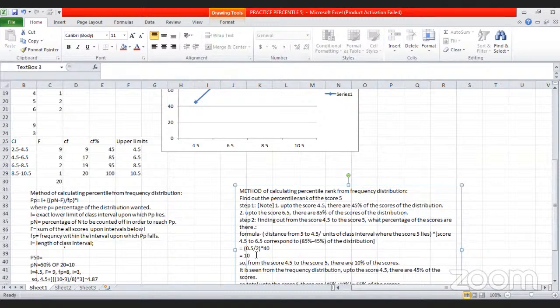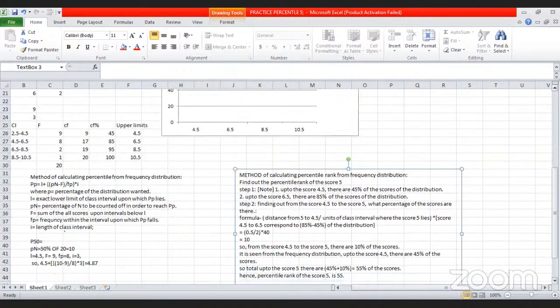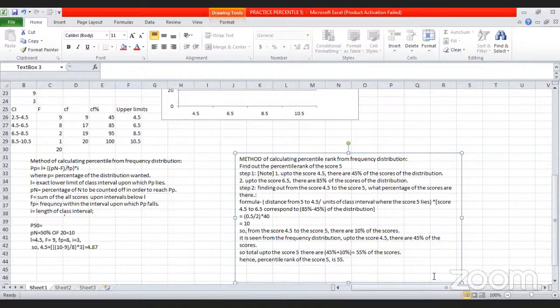Now we need, up to 5, what percentage of the scores are there? So up to 4.5, there are 45%. And from 4.5 to 5, there are 10%. So up to 5, that should be 45 plus 10%. 45% plus 10%, that is 55%. Clear?